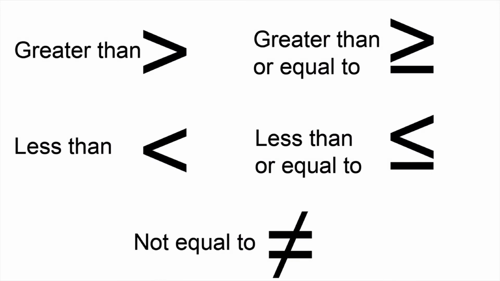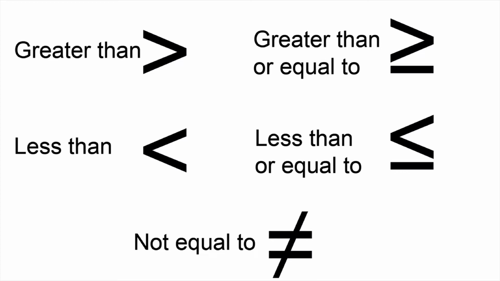Greater than, less than, greater than or equal to, less than or equal to, or just plain not equal to. Okay? So greater than means more, right? If you have greater than something, you have more. Less than means the opposite. I have less. Well, what about greater than or equal to? What does that mean? How is that different than greater than?